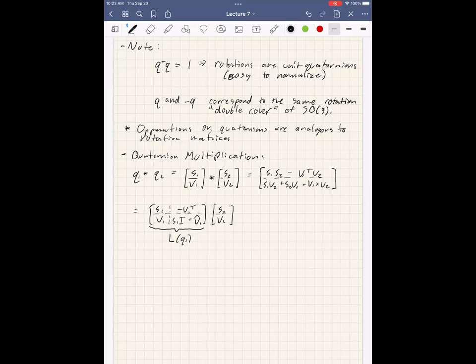And this is like way less ambiguous and way easier to deal with when you're doing stuff in a computer and when you're trying to do calculus with these things. If I need to take derivatives, this is the way to do it.